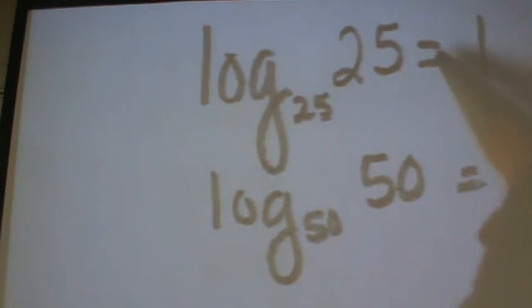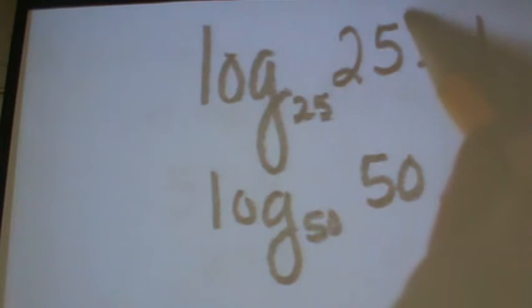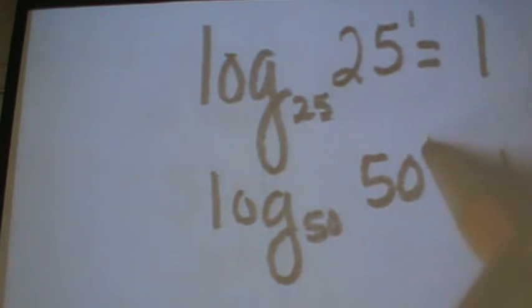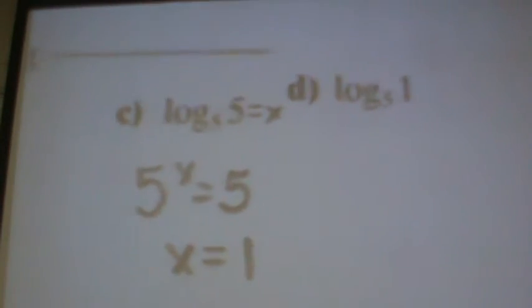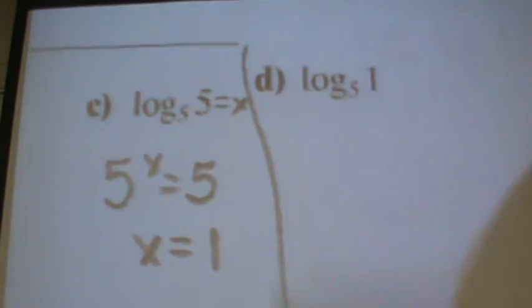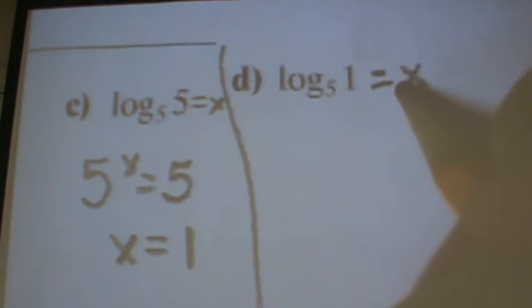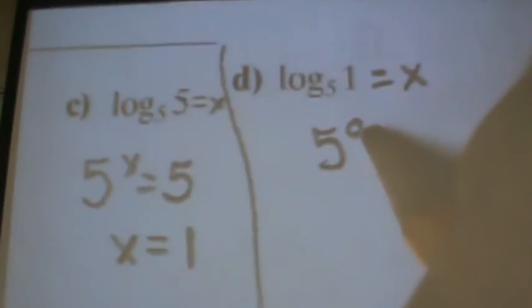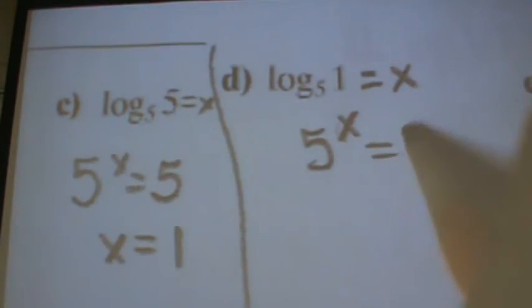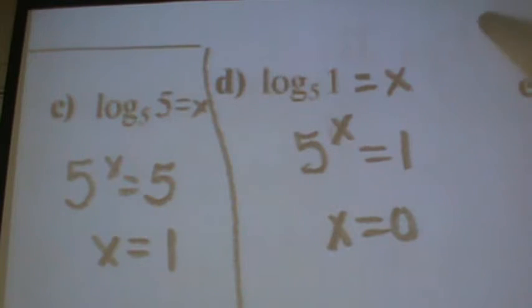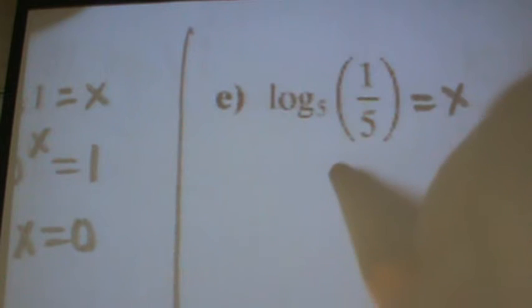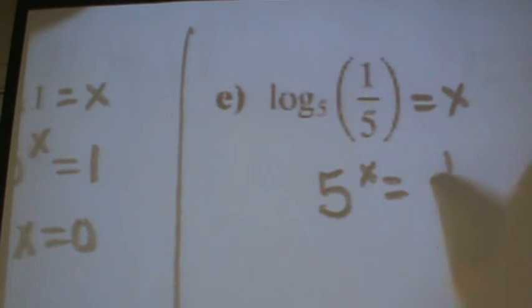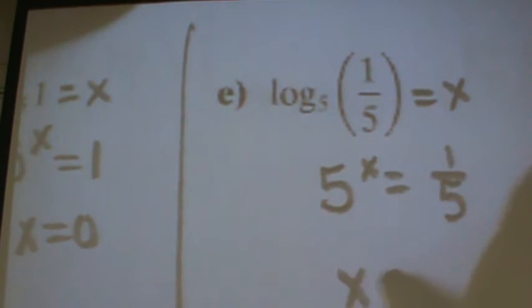Now, do you guys know where the 1 comes from? It's this exponent right here. Keep that in mind. You'll see it in a minute. How about the next one, D? 0. Good. How'd you get 0? Whenever you have anything to 0, it's always 1. Good job. How about the next one? 5 to what power is 1/5? -1. Good.